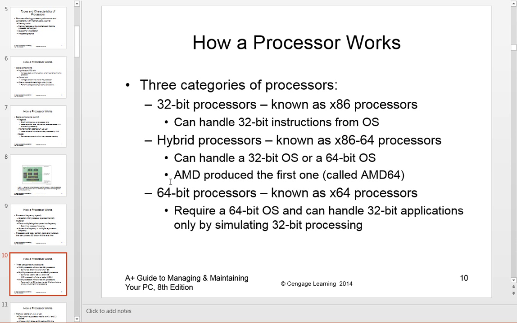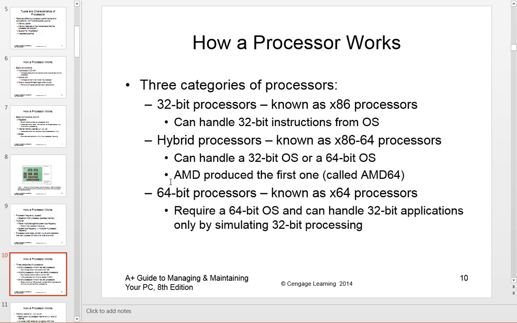When you see x86, that's typically dealing with a 32-bit operating system. A hybrid known as x86-64 can handle either one, and then a pure 64-bit is x64, but it can also handle 32-bit applications, and it simulates that 32-bit processing. So it has a separate registry, a separate section, and within System32, if you're looking in a Windows operating system, it has those sets of instructions and dynamic link libraries to be able to handle those types of applications. So it just simulates it.